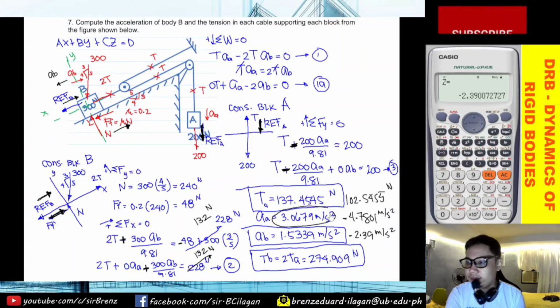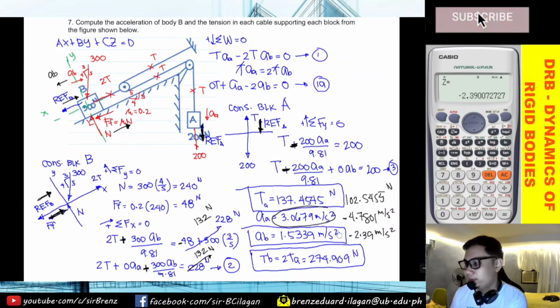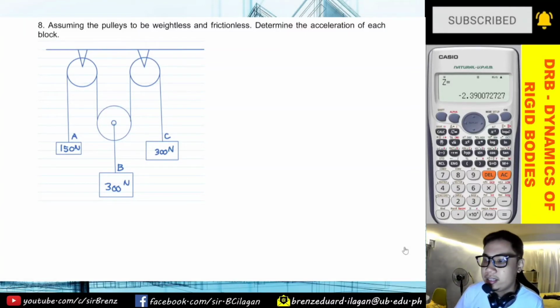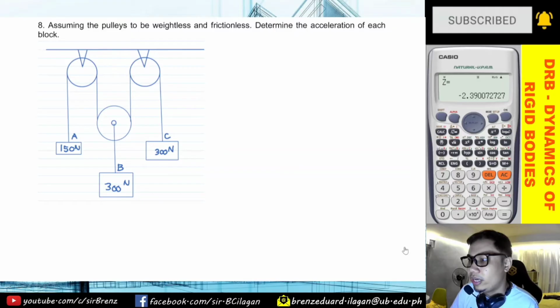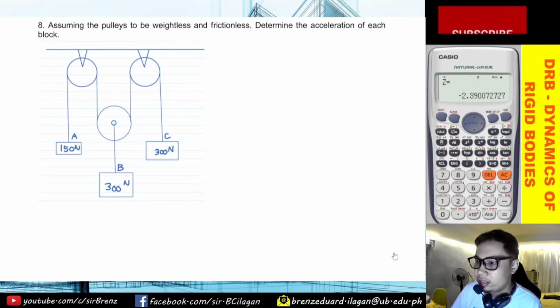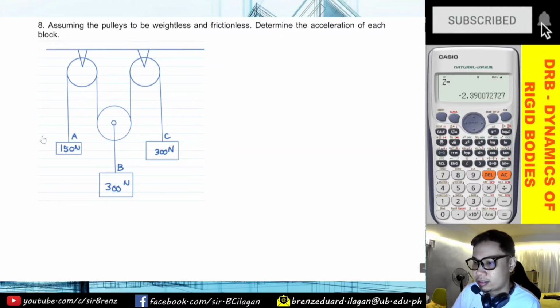Okay, so let's proceed with the next problem. For problem number 8, basahin natin guys. Assuming the pulleys to be weightless and frictionless, determine the acceleration of each block. So meron tayong system of blocks na naka-connected sa tatlong pulley, which is weightless naman siya and frictionless.